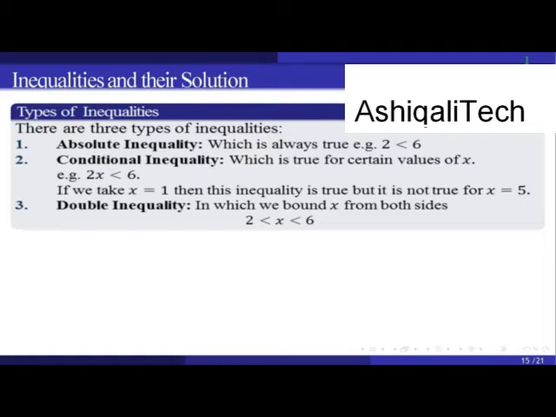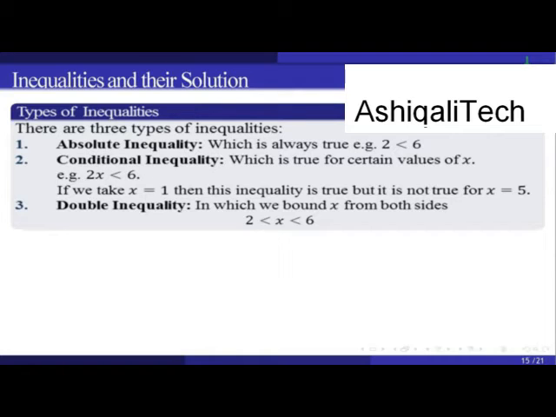The second is called conditional inequality, and it is true for certain values of x. For example, if we say 2x is less than 6, then if we take x equal to 1, this inequality is true. But if we take x equal to 5, we get 2 into 5, which is 10, that is not less than 6. So this inequality is not true. So these types of inequalities are true conditionally.